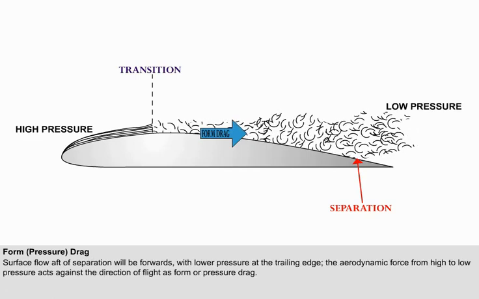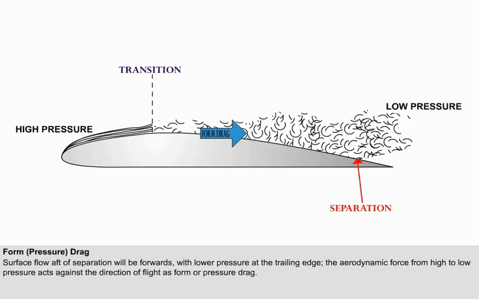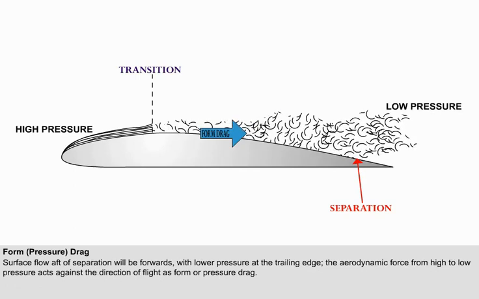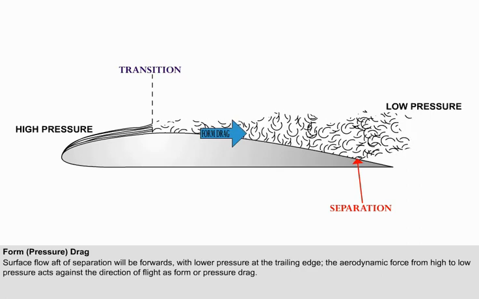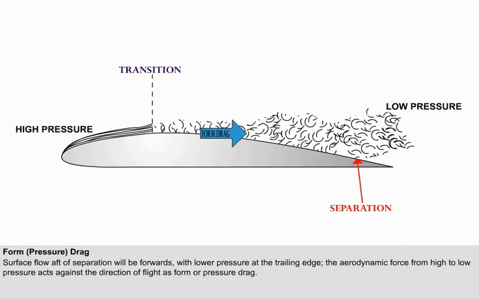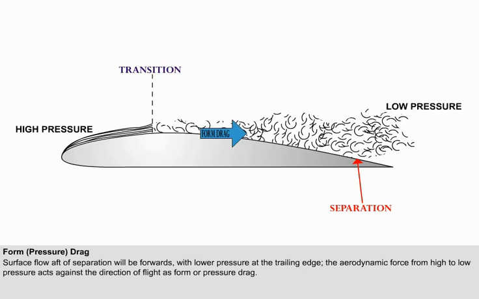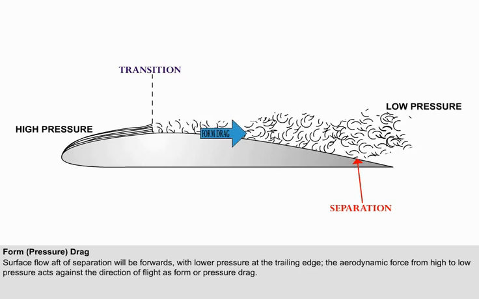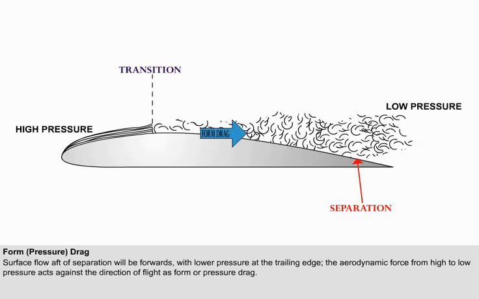The surface flow after the separation point will now be forwards, but because of separation, there will be a lower pressure at the trailing edge than at the leading edge. The aerodynamic force from high to low pressure thus acts against the direction of flight as form or pressure drag.